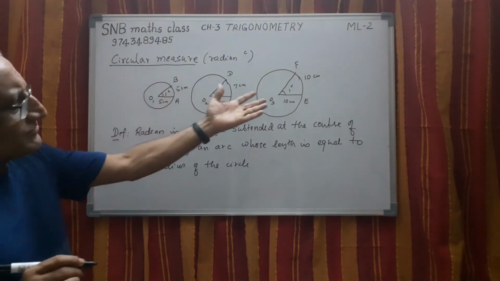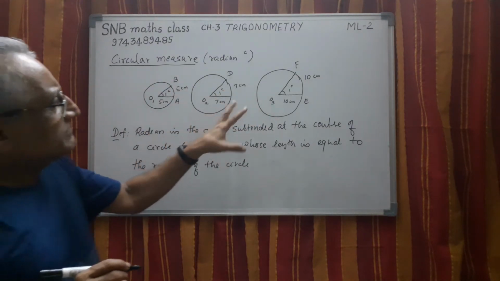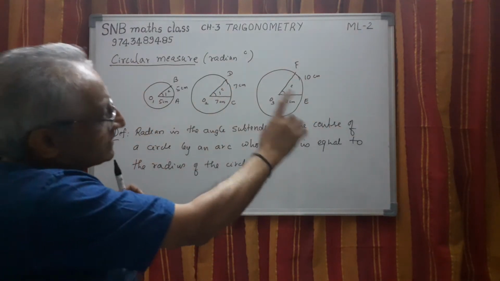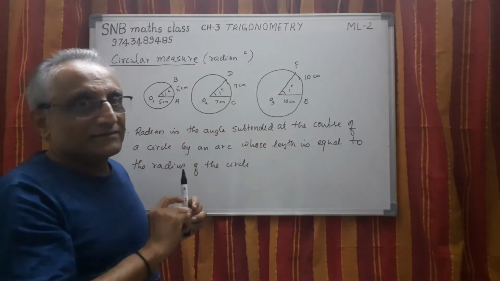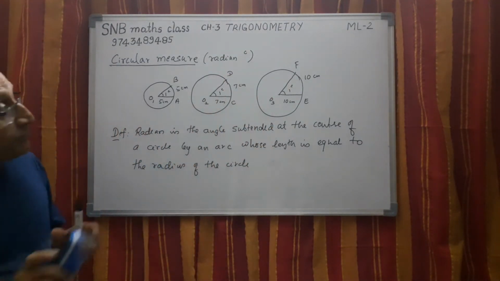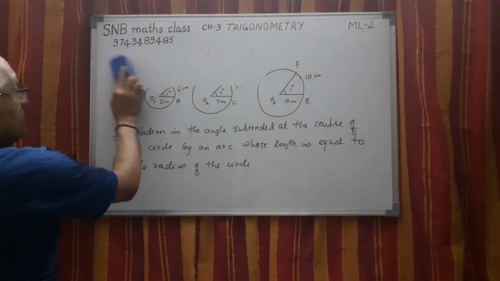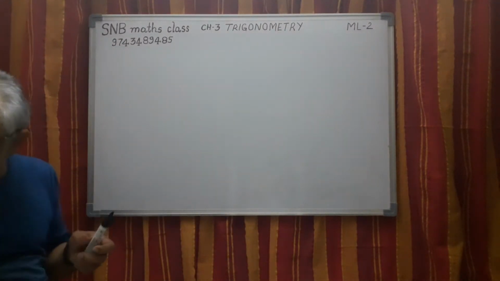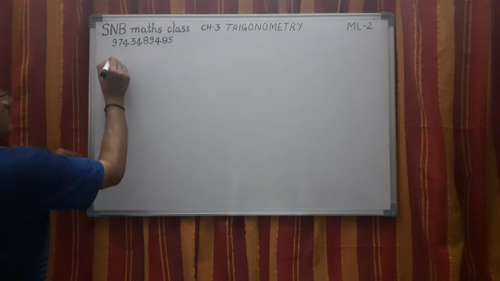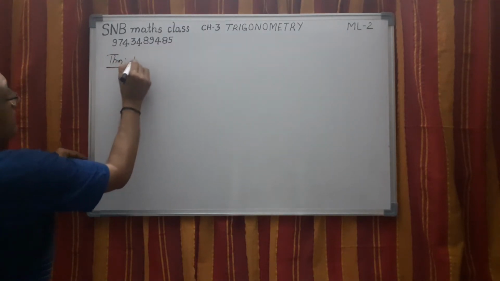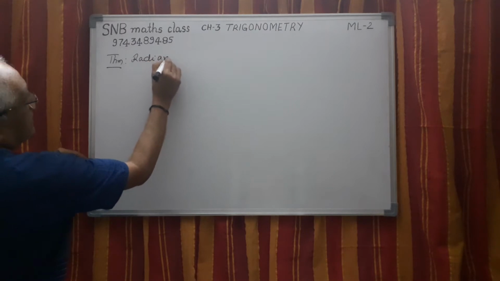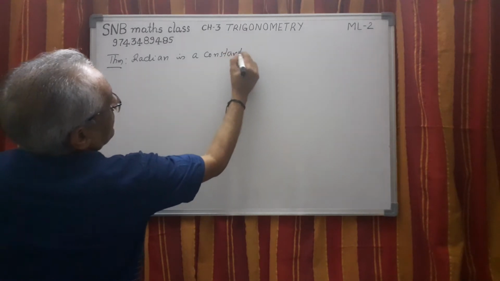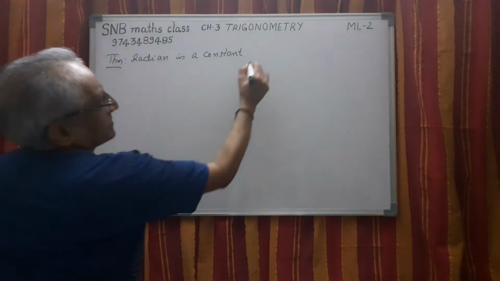So practically it is very well clear now that since it is not depending on the circle, whenever you take different circles, you get the same angle. That angle must be constant. So this is a practical approach. But we can prove it theoretically as a theorem. Therefore, in this chapter, this is the first theorem we are proving. So let us take it as a theorem. So the theorem is this. Theorem is radian is a constant. Radian is a constant, means constant angle.